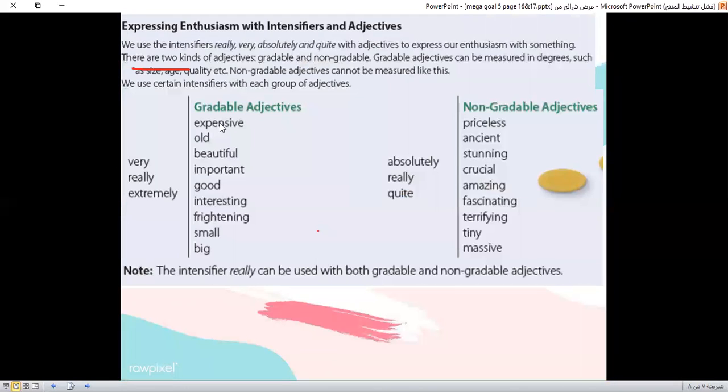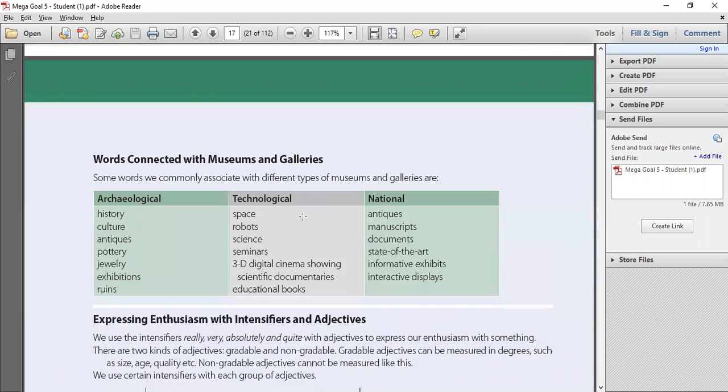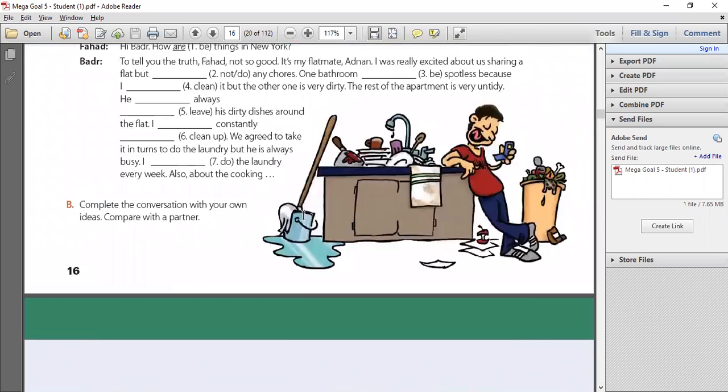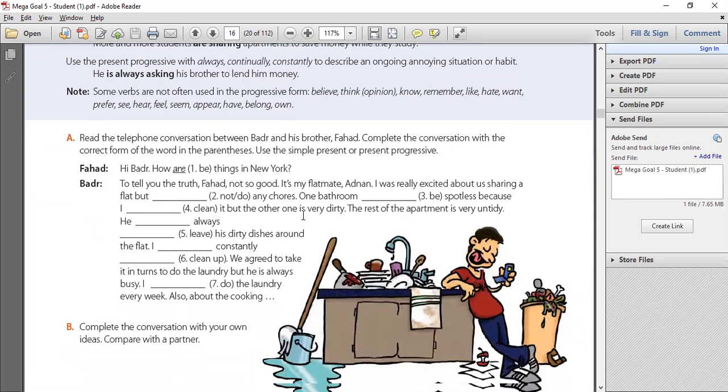Okay. Gradable adjectives and non-gradable adjectives, we're going to take them later. Now, quickly, let's move on to exercise A. Here you have a conversation. You're going to read the conversation and write the verb between parentheses here in the simple present or in the present progressive. I will give you 1 minute and then we're going to start. It's very easy.